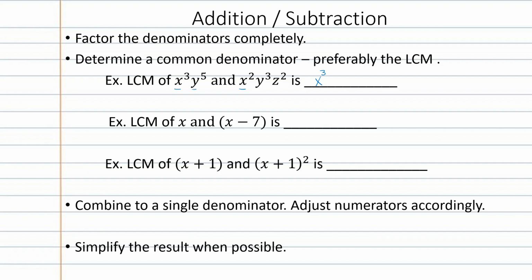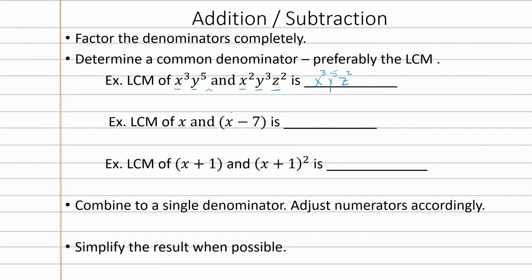Now we need to look at the next term. Here we have a y to the fifth and a y to the third. We need to keep the highest exponent, so I should have a y to the fifth here. And now I don't have any more terms on the first one, but I have a z squared on the second one. There's no z here, but there's a z squared here. I have to keep that z and the highest exponent on it, which is the 2. So the least common multiple of x to the third, y to the fifth, and x squared, y to the third, z squared is x to the third, y to the fifth, z squared, keeping the highest exponent on all of them.